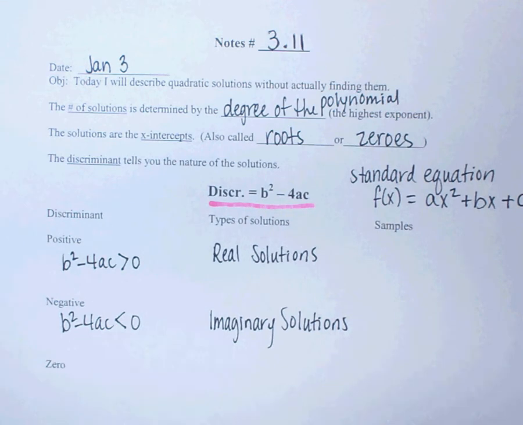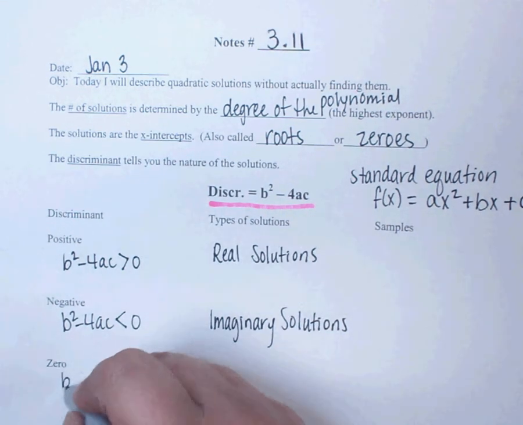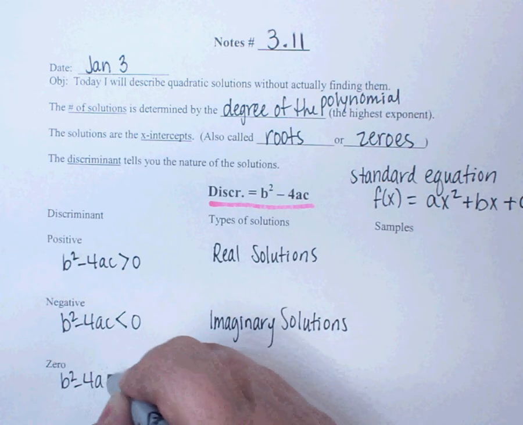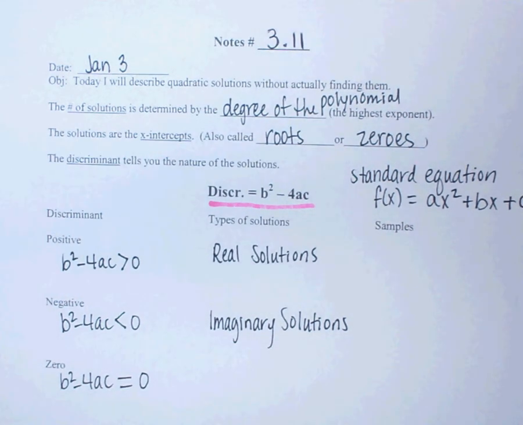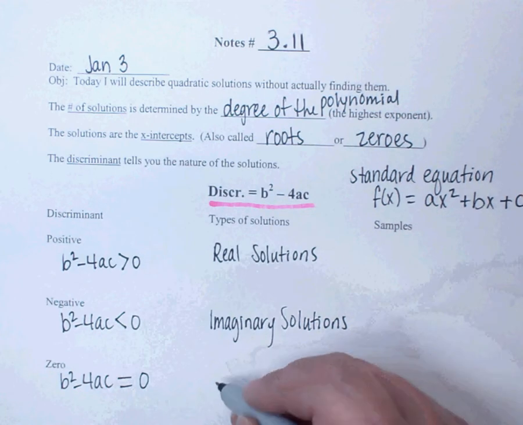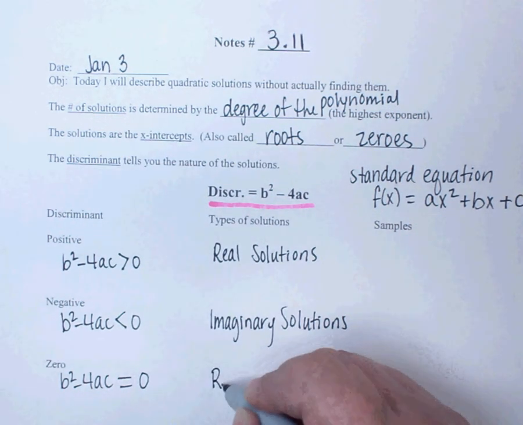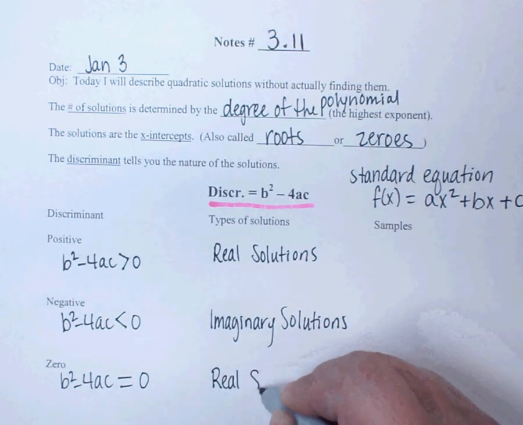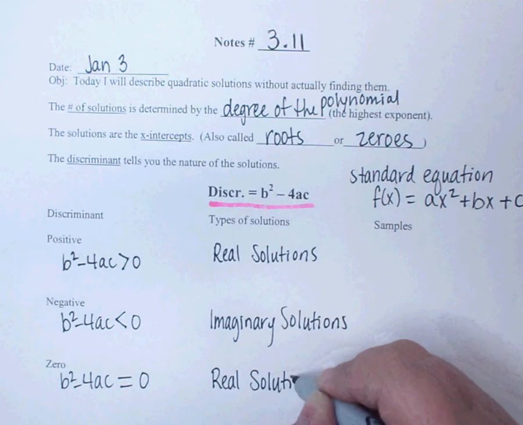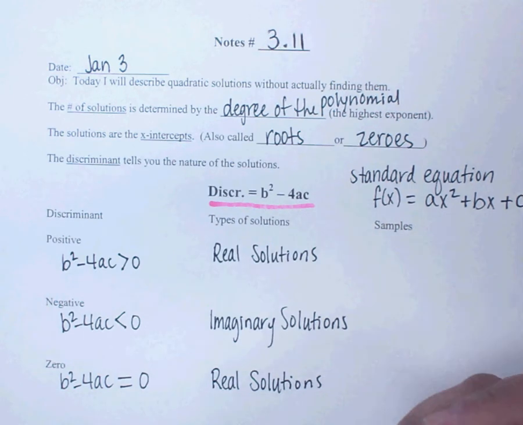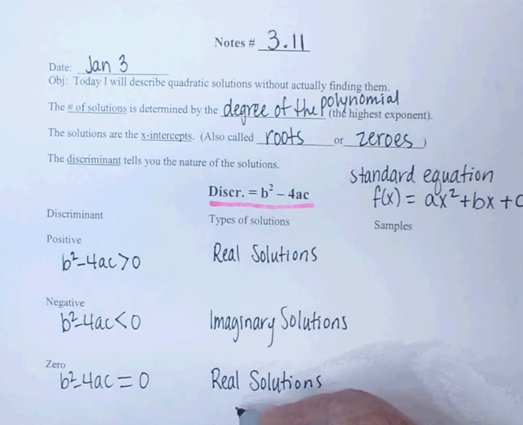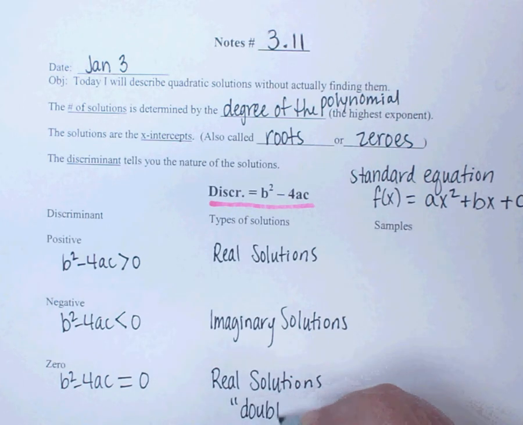Okay, so when b squared minus 4ac is equal to 0, we still have real solutions, but what we have is called a double solution. So you will have one answer, but it's also called a double root. So some people call this a double root.